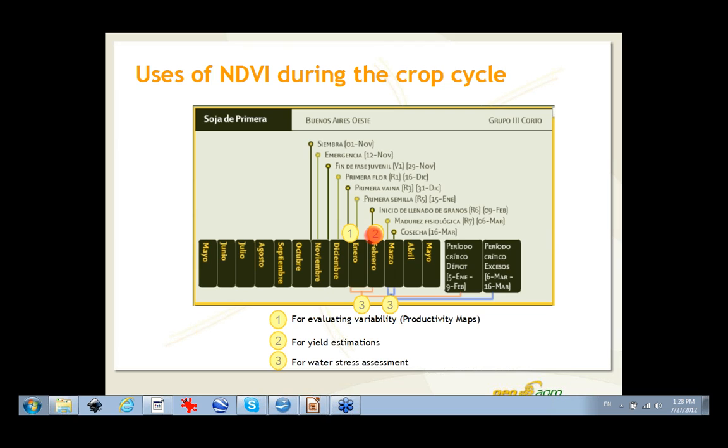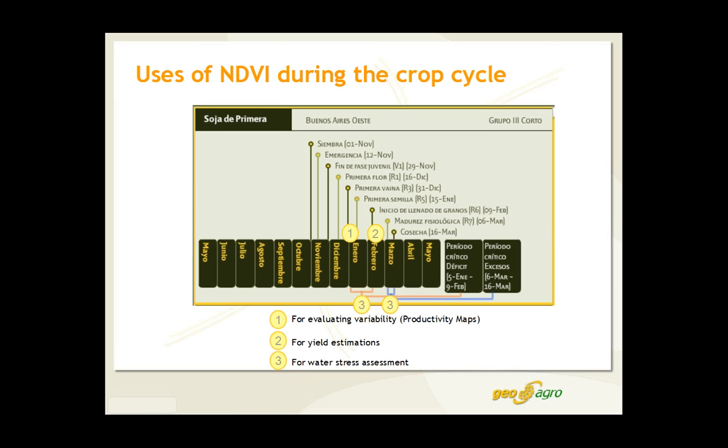Number 2, in February, they are using this for yield estimation. Number 3, for stress assessment, either deficit or excess water. In this period, January for deficit, that's when the hot summer is, just like in the Midwest now, there's a hot summer there in January, and there's a deficit that can be assessed, and March for excess water.